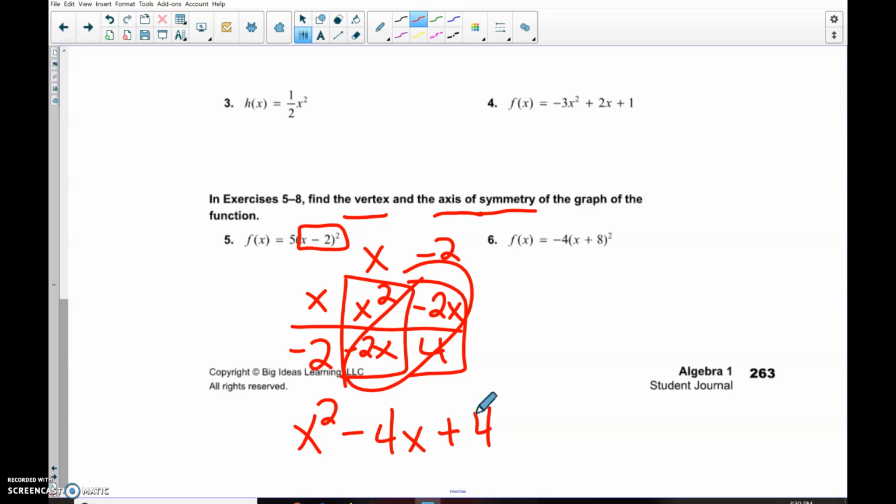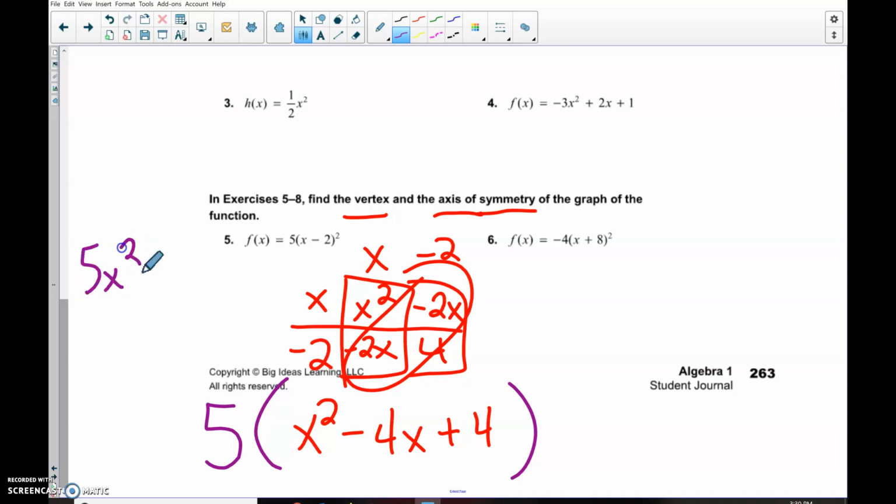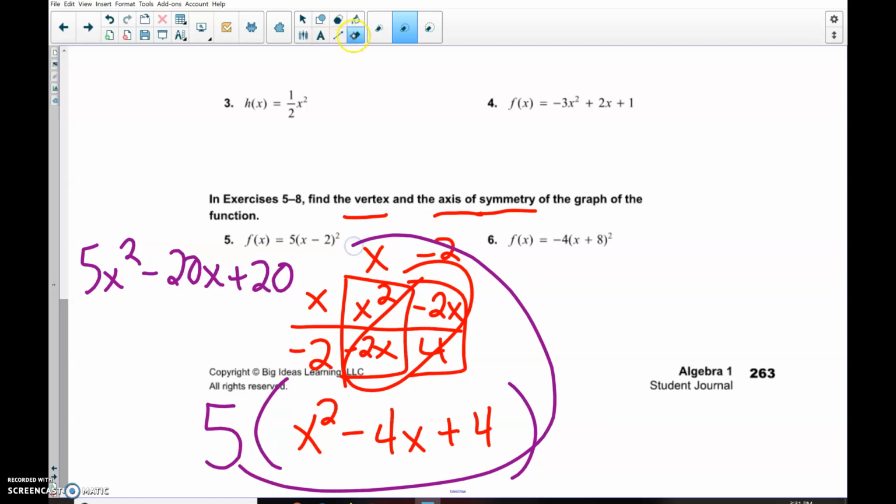Okay, except now we need to go back and look. There's a 5 sitting out in front there. So that means I need to multiply everything on the outside by that 5. So now it's 5x squared minus 20x plus 20. Okay, so now my equation pretty much looks like what it did the last couple times we did this.